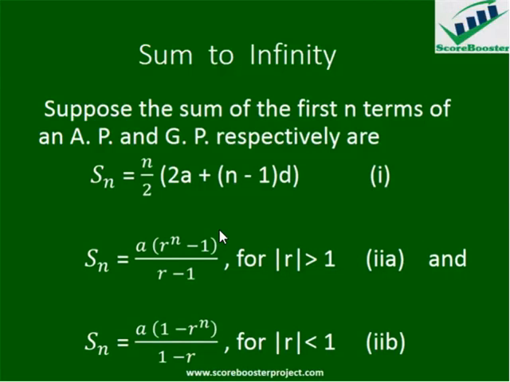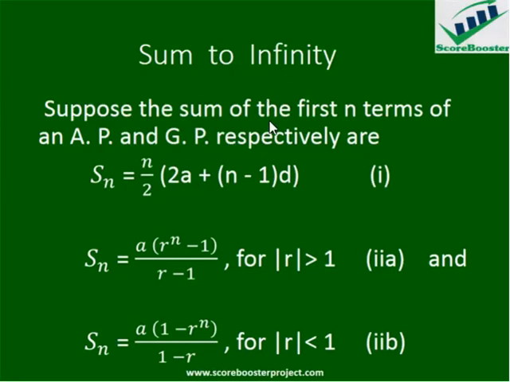Equation 2a is the formula for obtaining the sum of the first n terms of the geometric progression for the condition absolute value of r greater than 1. And equation 2b is also the formula for obtaining the sum of the first n terms of a geometric progression for absolute value of r less than 1. Here r is the common ratio, a is the first term, and n is the number of terms, that is when we are dealing with a finite number of terms.